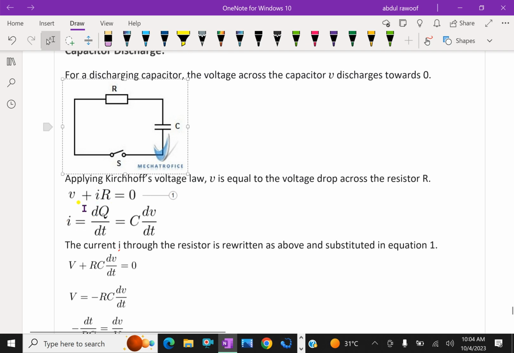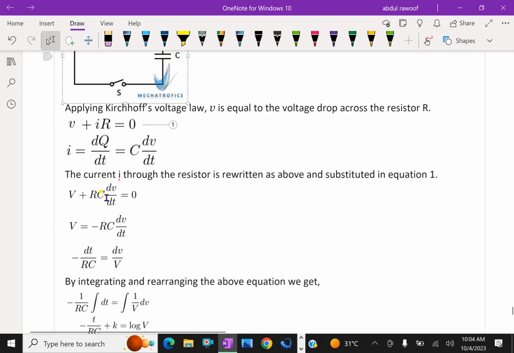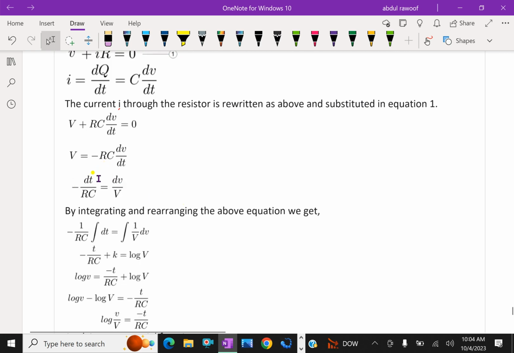From that, we know that I equal to dq by dt, that is C dv by dt. Substituting q values, the current I through the resistor is rewritten, and so v plus RC dv by dt equal to 0. Then v equal to minus RC dv by dt, so dt by RC equals dv by v with a negative sign. Integrating and rearranging the equation, we take minus 1 over RC out of the integration, and dt is equal to 1 over v dv.